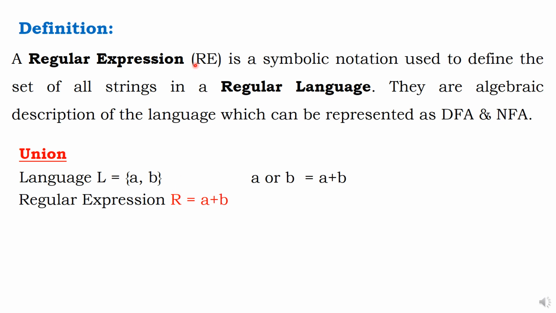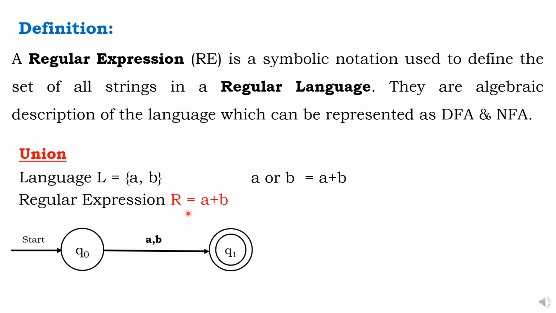How usually will we draw the diagram? The diagram will be like this. A comma B we draw. So there are many symbols, listen carefully. A comma B indicates A or B, that indicates A plus B. All are one and the same. A comma B is in the diagram. A or B is an English representation. A plus B is the regular expression.